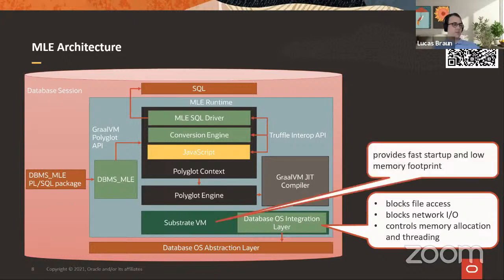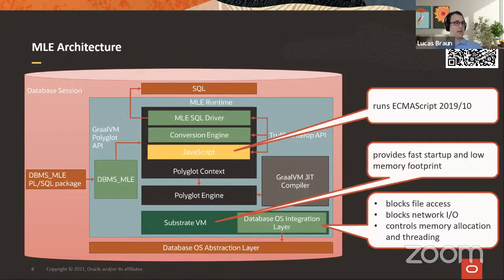Okay, next point, we use Substrate VM, also called GraalVM native image. And this provides us with fast startup and low memory footprint. Low memory footprint is really essential in the Oracle database, since the Oracle database is a multi-process system and every session gets its own process. And since on some installations you have very many parallel sessions, you have to make sure that the footprint of one session is small. And GraalVM native image helps us with that. And one highlight for the JavaScript people, we run a very recent version of ECMAScript, so we can play around with the newest JavaScript features that are available.